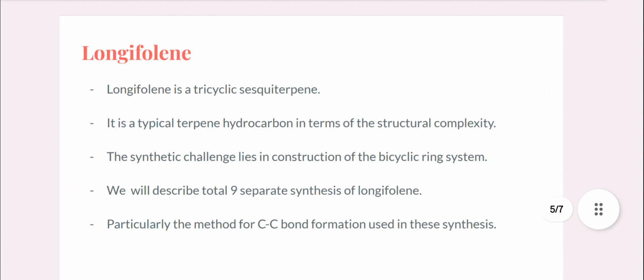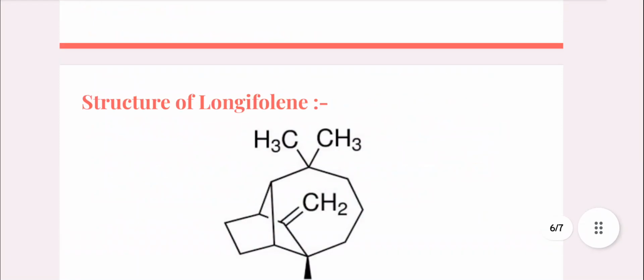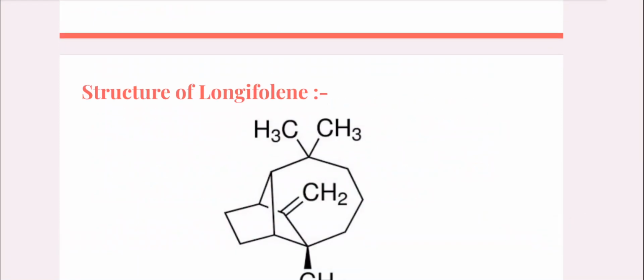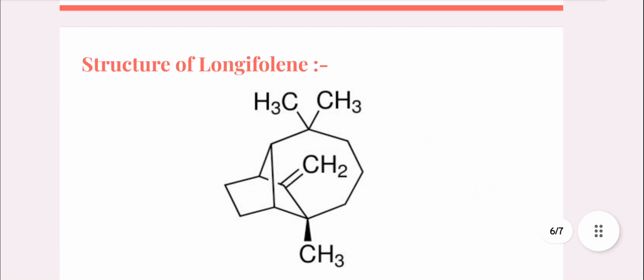The structure of this molecule is given. So if we observe the structure carefully, then it is a tricyclic sesquiterpene molecule because it consists of 15 carbon atoms. Then it is an optically active molecule due to the presence of 4 chiral centers. So we will see the structure of these 4 chiral centers. It is an oily liquid molecule.